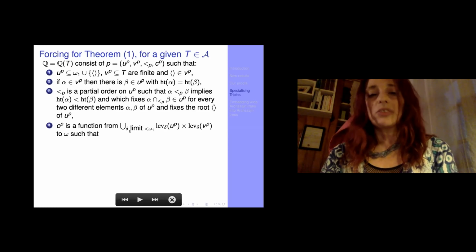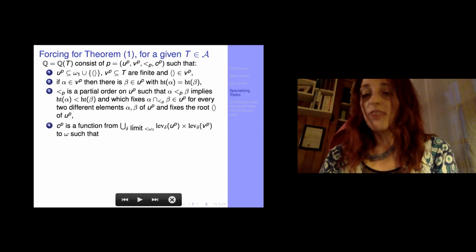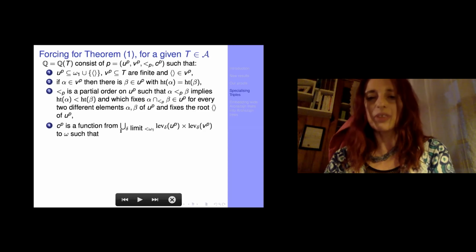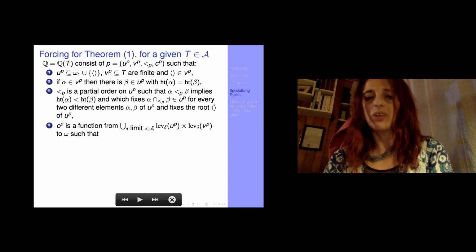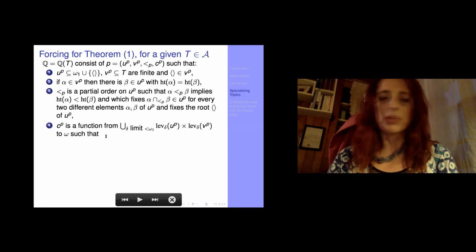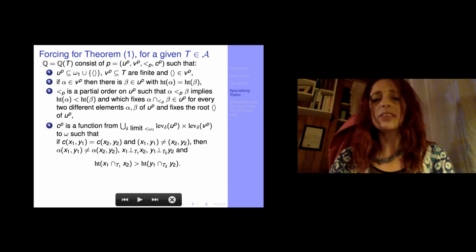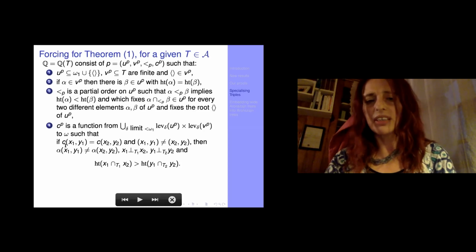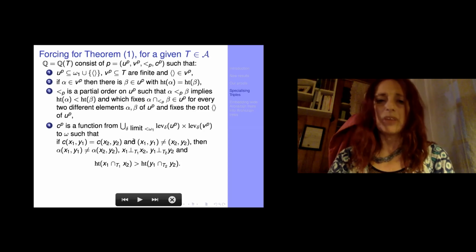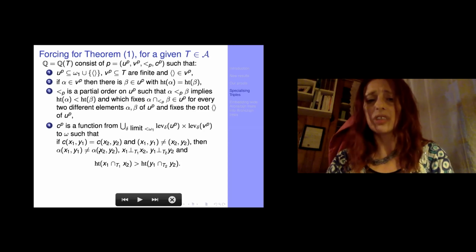And C, of course, you can guess this is going to be a function that is going to build a specializing triple. So it's going to be defined on these products over the limit levels. It's going to go to omega. And it's going to satisfy exactly what we need in order to become a specializing triple. So if we happen to associate by C the same value to two different pairs, then these two pairs do not have the same height.